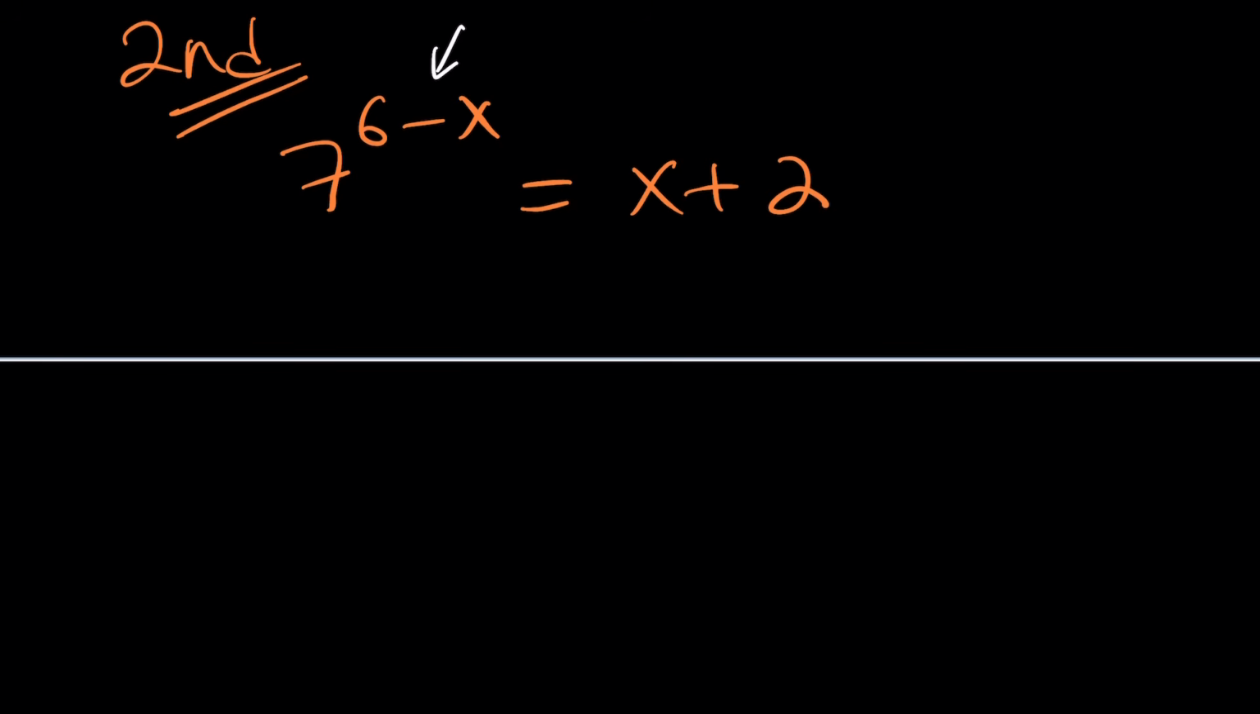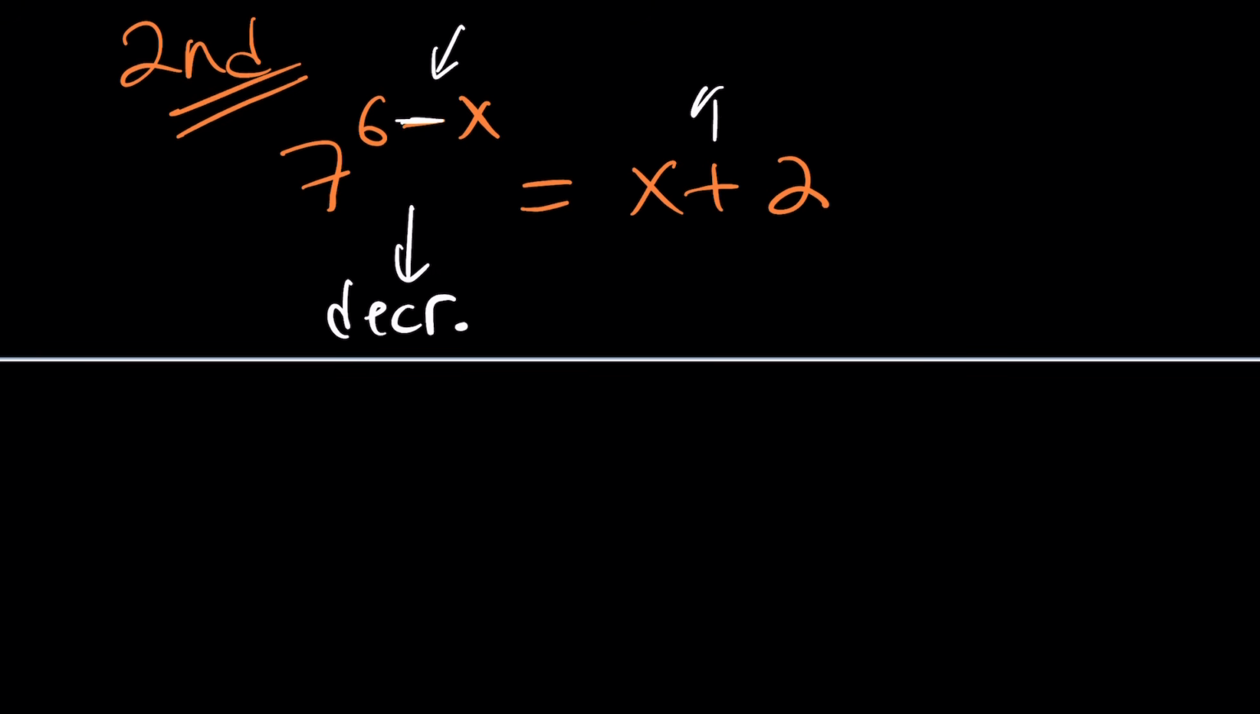Look at 7 to the power 6 minus X. What does that look like? Well, it looks like an exponential function. But guess what? The exponent is negative X, which means as X increases, negative X is going to decrease, and 7 to the power negative X is going to decrease. When X gets bigger and bigger, you're going to have a negatively large power, which means it's going to get smaller. In other words, this is going to be a decreasing function.